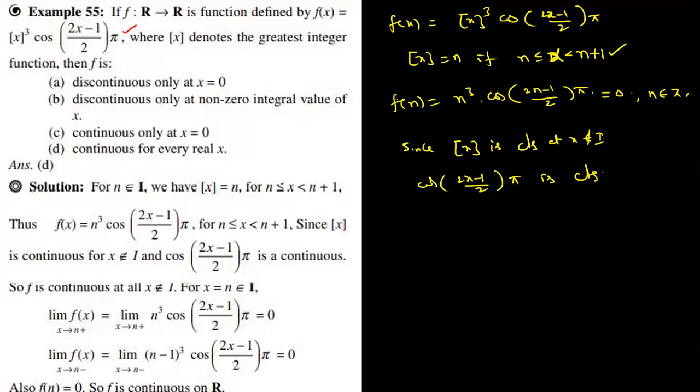Okay. Clear? Then, therefore, f is what here? A product. One is discontinuous, okay, when x is not an integer. What about this case? Therefore, f is continuous at all x, where x belongs to the integers or not.